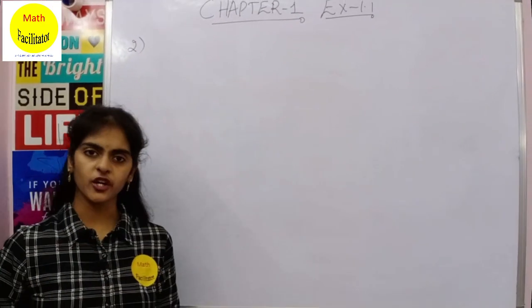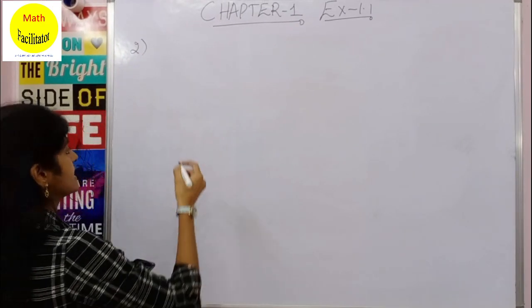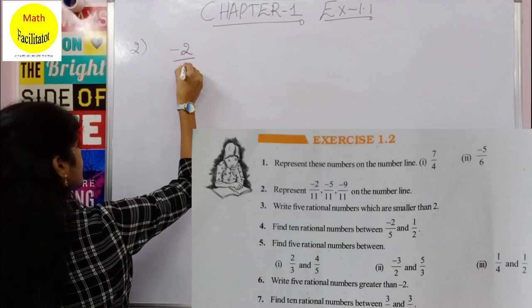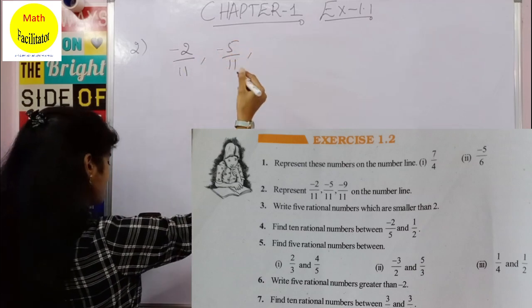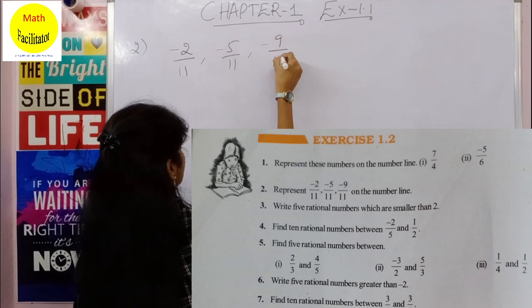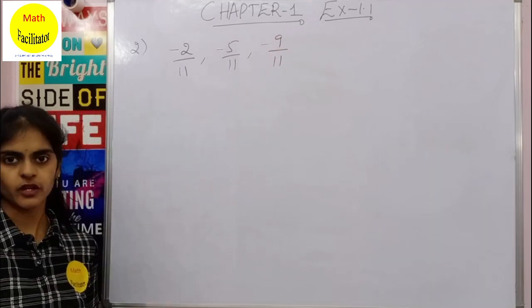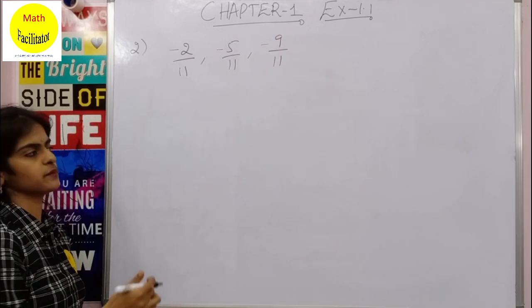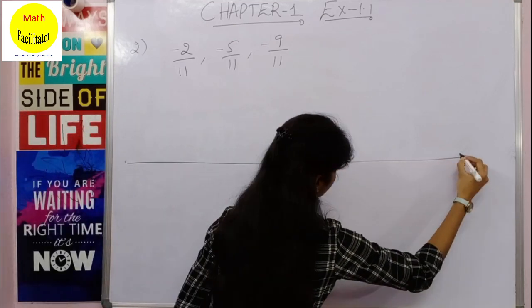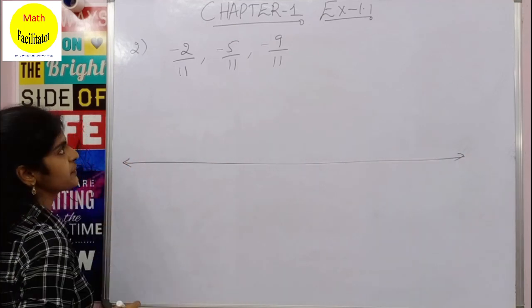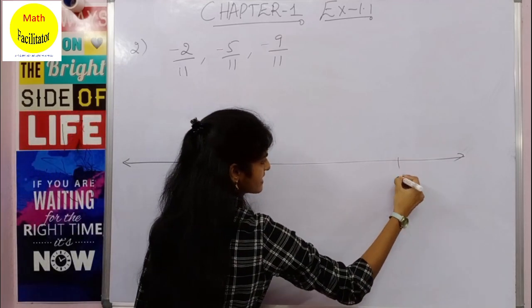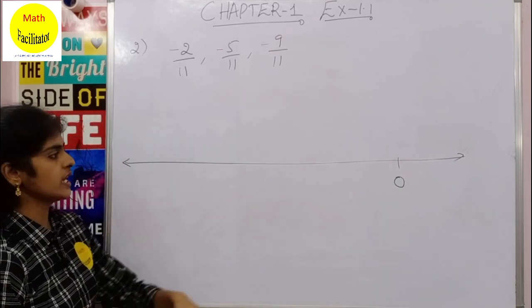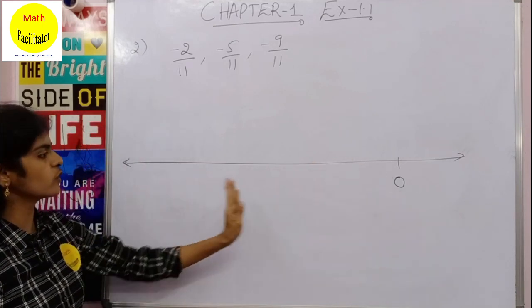Clear? Moving on to the second question, you have to represent minus 2 upon 11, minus 5 upon 11, minus 9 upon 11 on the number line. So it is a similar problem. Firstly you will draw the number line. Here you can see all these are negative numbers, so I am marking 0 here and I will go to the left side.